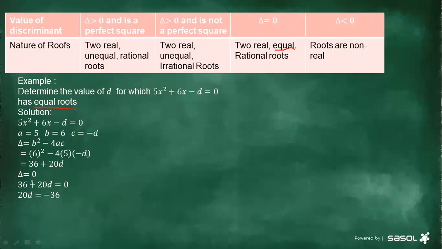You transpose: 36 becomes negative 36. Then you divide both sides by 20. d equals negative 36 over 20. If you simplify it, it gives us negative 9 over 5. So that's how you should answer questions under nature of roots. It's very, very important. Remember sometimes they can say has an equal, so you must know that equal appears where delta equals 0.